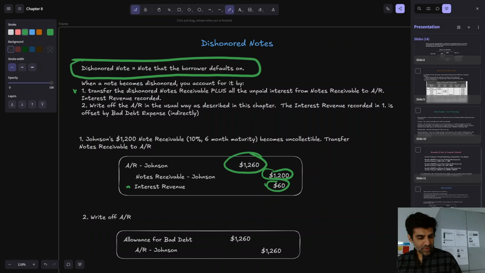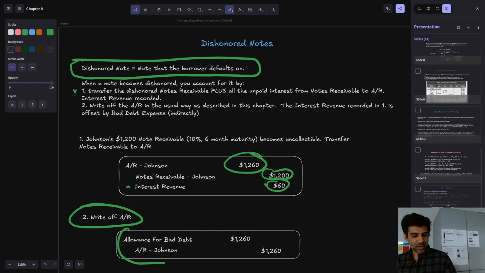Now the second step is that you're going to write it off. Just like we did with accounts receivable, you're going to use your piggy bank, the allowance for bad debt, to write off the entire amount.